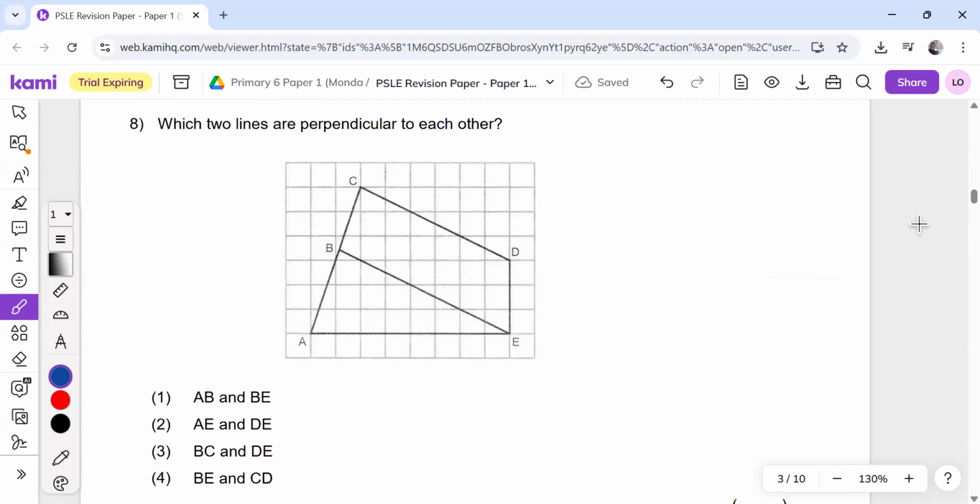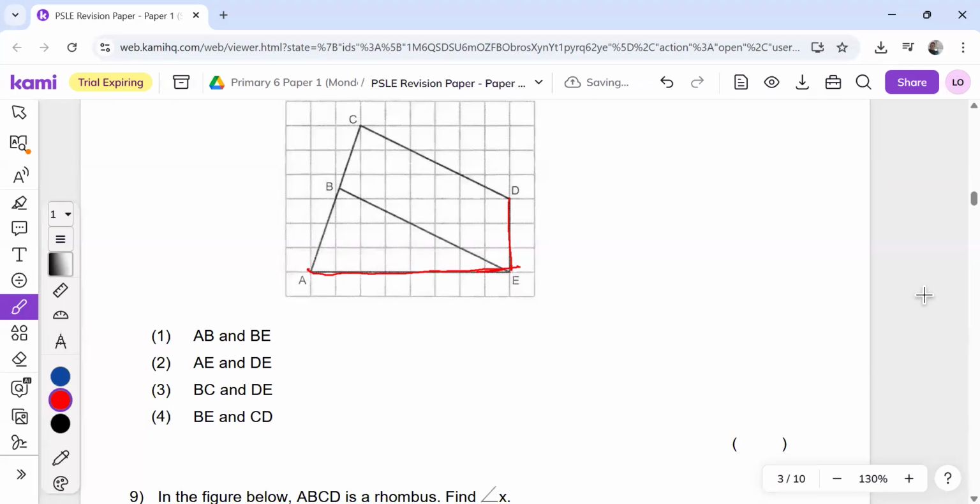Question 8, quite easy. Which two lines are perpendicular? Look for L shape. All right, two lines that form a right angle, which is quite easy to recognize. This and this. So you have AE is perpendicular to DE. So answer number 2. Quite easy. I hope you didn't get this wrong, because it's really very easy.